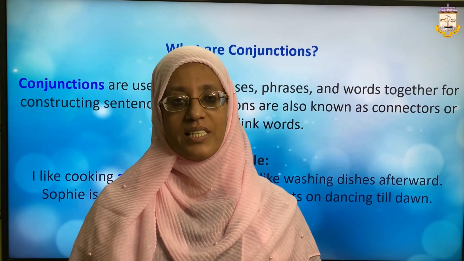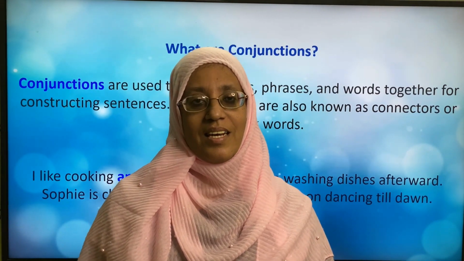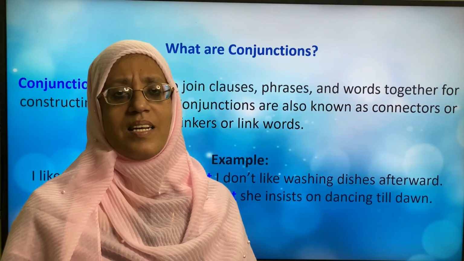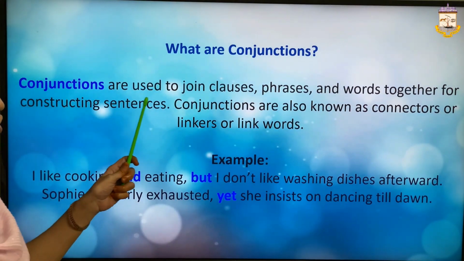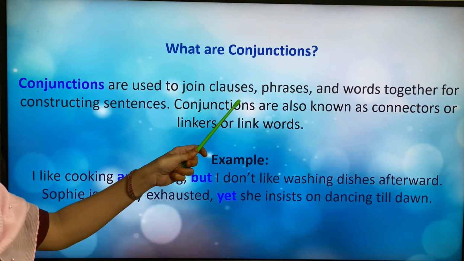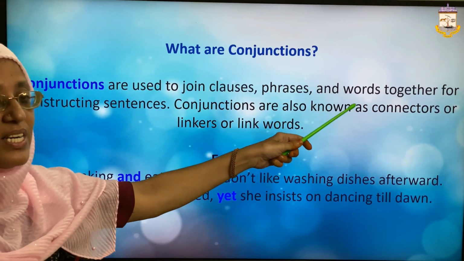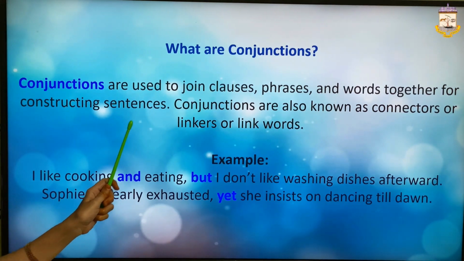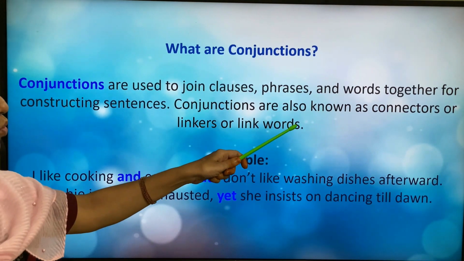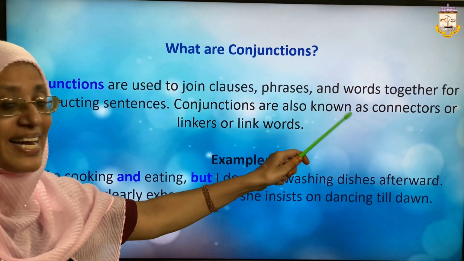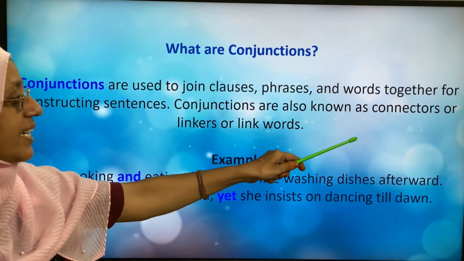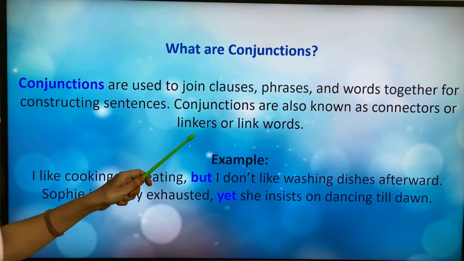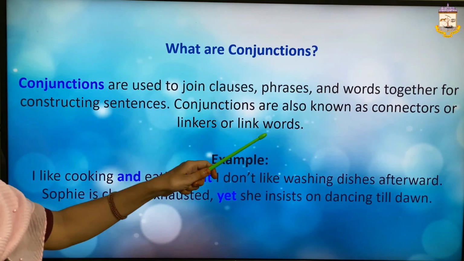Shall we go into detail? Yes. Are you ready? What are conjunctions? Conjunctions are used to join clauses, phrases and words together for constructing sentences. Conjunctions are also known as connectors. They connect. What do they connect? They connect words, phrases and sentences. And they are also called linkers or link words.